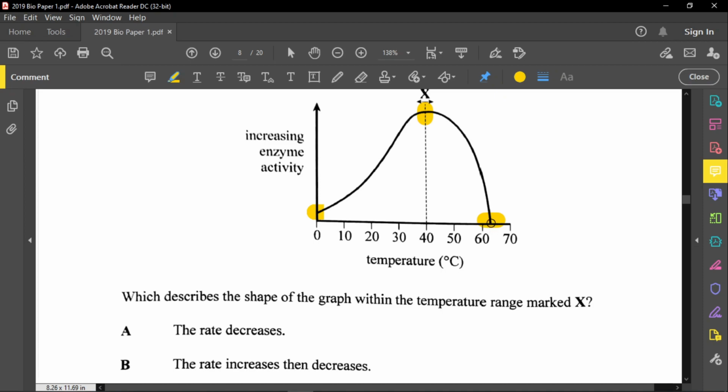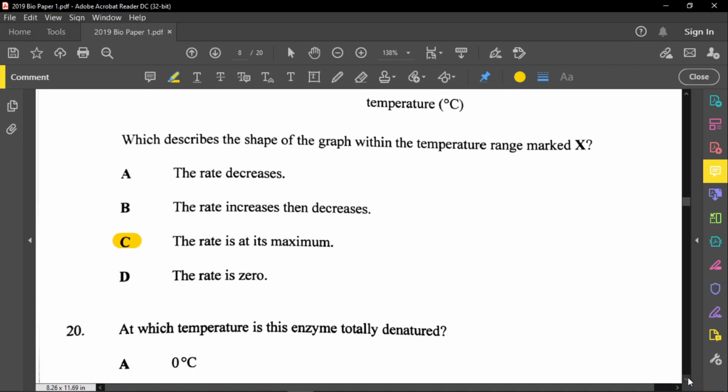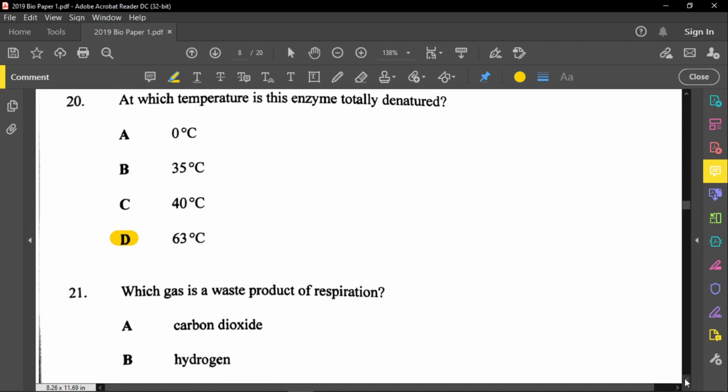That means the reaction will stop. In other words, the substrate will be unable to fit in that enzyme. So that will be about 60 something. Let's see which is the correct answer here. Answer number 20, the best answer here is 63. All right, awesome. Now let's go to number 21.